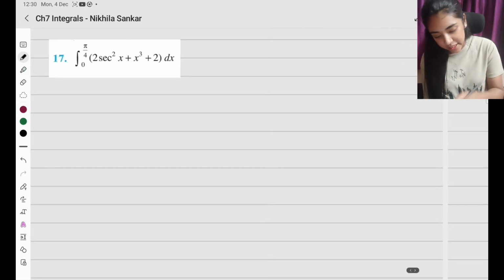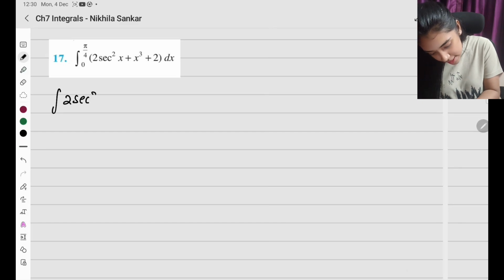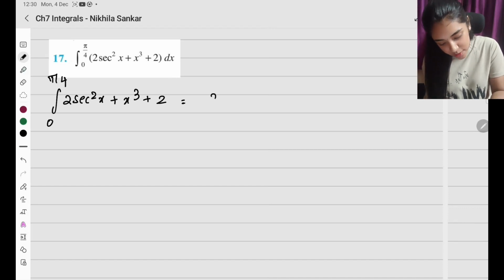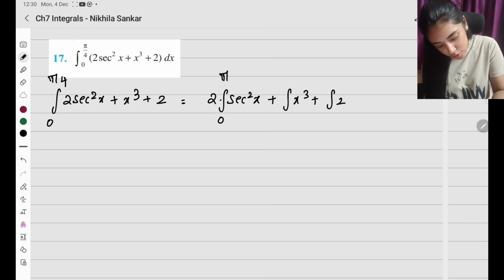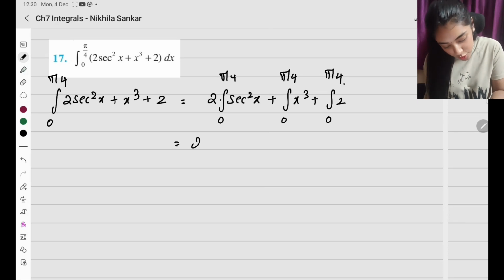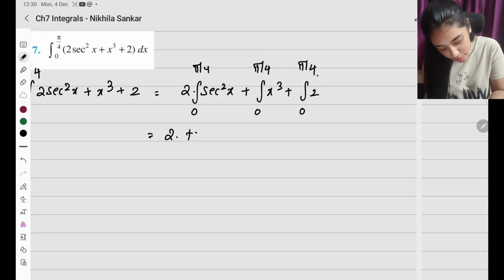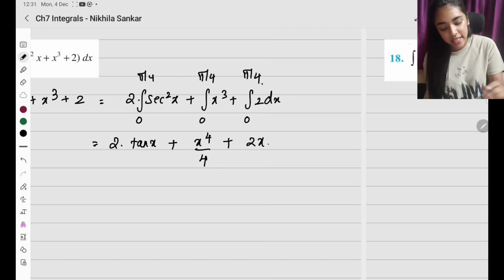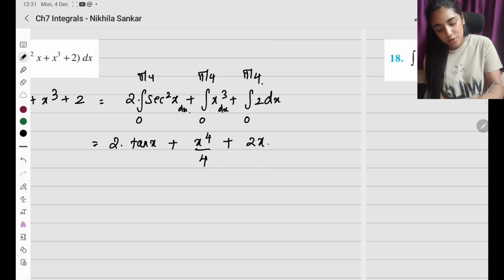Question number 17. So in that I have integral of 2 secant square x plus x cube plus 2 from 0 to pi by 4. Okay. So first, integral of 2 secant square x. I'll do it slowly. So 2 times integral of secant square x, plus integral x cube, plus integral 2, from 0 to pi by 4. So this is going to be 2 times tan x, since the integral of secant square x is tan x, plus x cube can be written as x power 4 divided by 4, plus 2 times integral of dx. You have a dx. So this is going to be 2x.